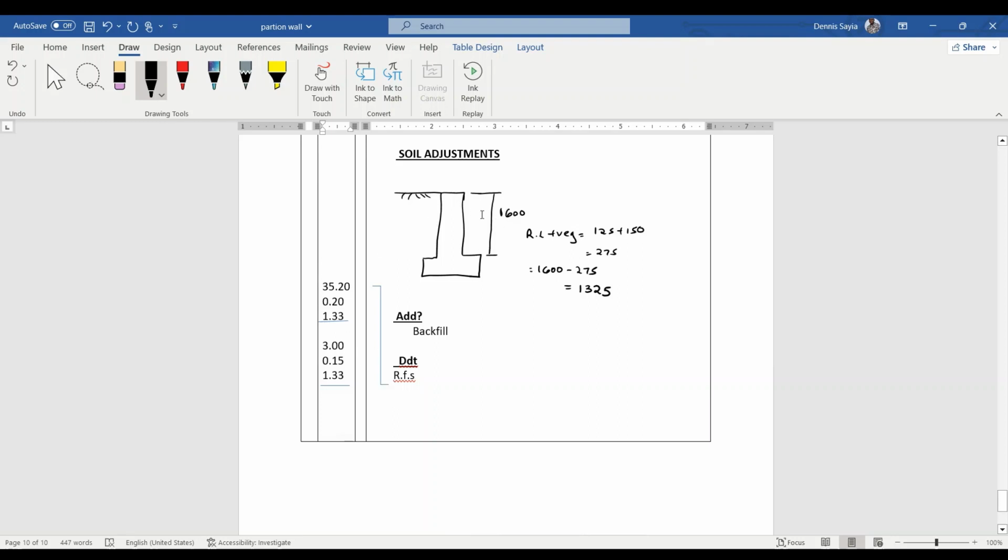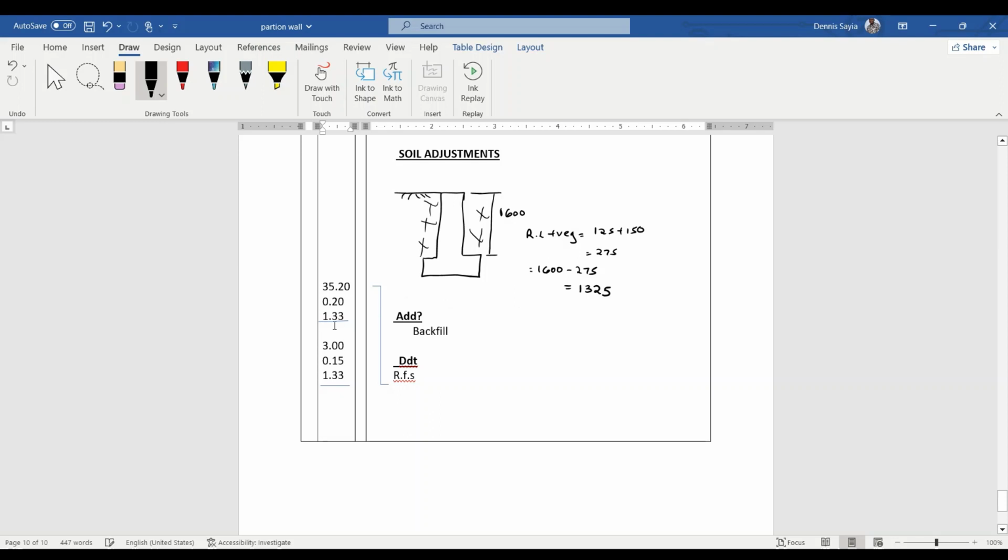And then we go to soil adjustments. So this is where we are doing the soil adjustment along the entire wall. So we need the mean girth, the depth, the width. This part here is where we are doing soil adjustment. That part there. And then we need the depth. So the depth is going to be from the top up to here is 1600, but we less the vegetable soil and the reduced level because we are not going to adjust soil to that point. So vegetable soil plus reduced level is 125 plus 150, that gives us 275. 1600 minus 275, that gives us 1325.